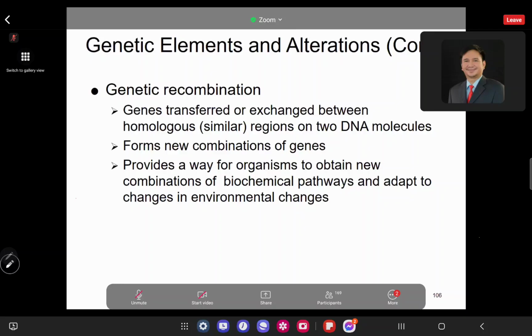How about genetic recombination? Initially, you have discussed this one, but let's define it more in depth. Genetic recombination is a transfer or exchange of genes between homologous, that's similar, regions on two DNA molecules. And this will result in the formation of new combinations of genes, which will enable bacteria to adapt to environmental changes by acquiring new biochemical pathways.